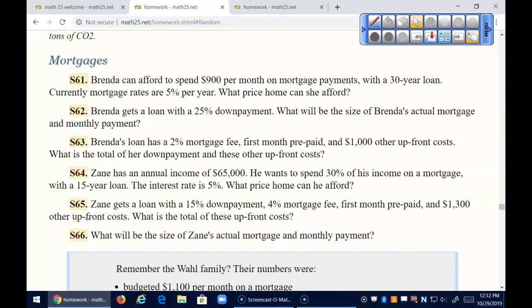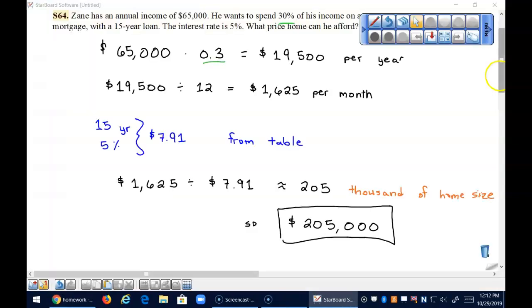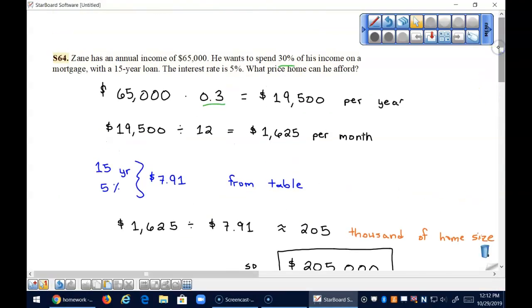So he has an annual income of $65,000 and he wants to spend 30% of that on a mortgage. So don't fall in the trap. Yes, to find 30% of a number you would multiply by 0.3, but that's the whole year, right? Because his salary is an annual salary. So to find out how much he wants per month for a mortgage, you'd then take that number and divide by 12. So he gets $1,625 each month.